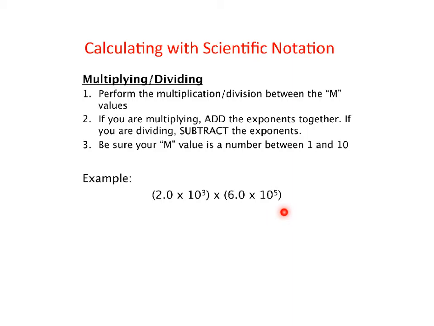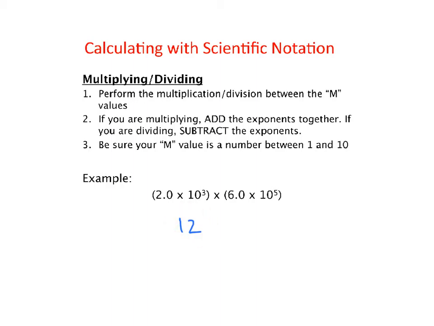We have two numbers that are written in scientific notation that we need to multiply. 2.0 times 10 to the 3rd times 6.0 times 10 to the 5th. Since we're multiplying, we're going to take our two base numbers, 2.0 and 6.0, and we're going to multiply them together. 2 times 6 is going to give me the number 12. When I'm multiplying, my sig fig rule is to keep the lowest number of sig figs. Both of these numbers, 2.0 and 6.0, have 2 sig figs, and 12 is 2 sig figs as well.